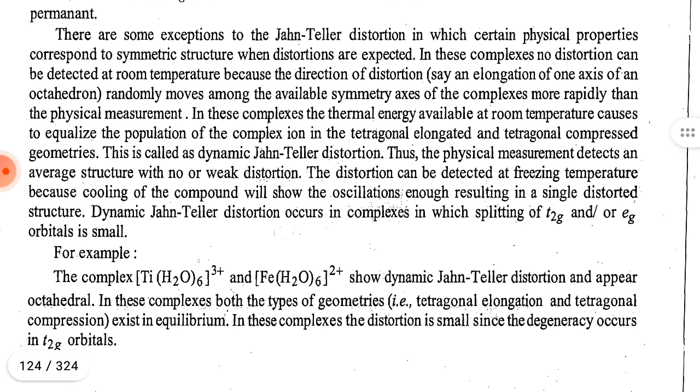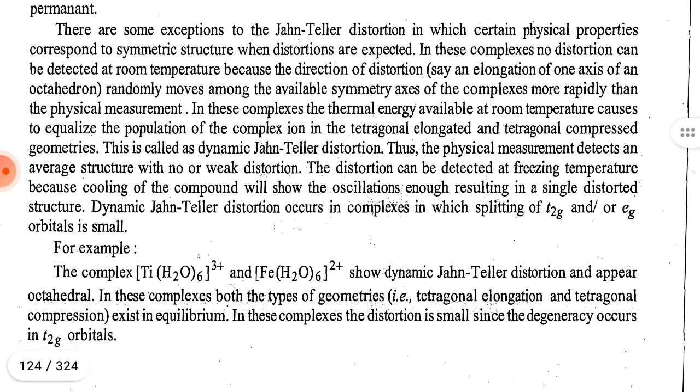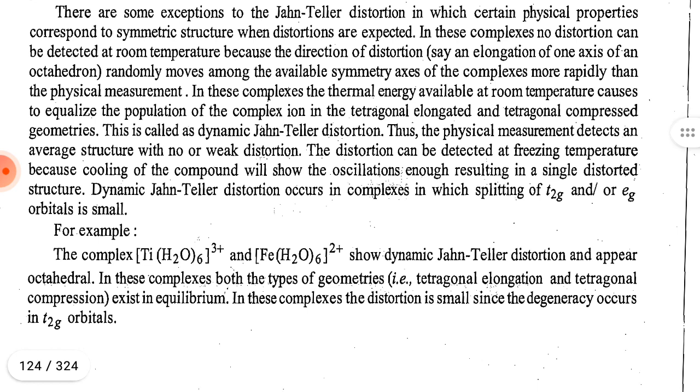There are some exceptions to Jahn-Teller distortion, in which certain physical properties correspond to a symmetric structure when distortion is expected. In these complexes, no distortion can be detected at room temperature because the direction of distortion, say an elongation of one axis of an octahedron, randomly moves among the available symmetry axes of the complex more rapidly than the physical measurement.